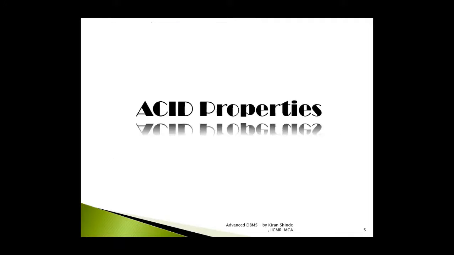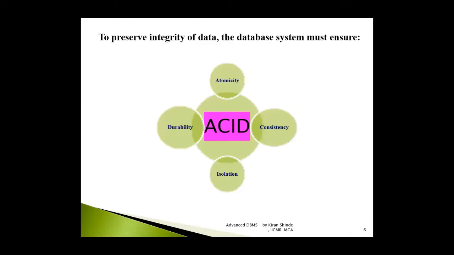Okay. Now, let us ponder upon the ACID properties of a transaction. ACID stands for atomicity, consistency, isolation, and durability. To preserve the integrity of data, the database system must ensure these four properties. Now let us discuss every property in brief. First of all, let us understand what you mean by atomicity.